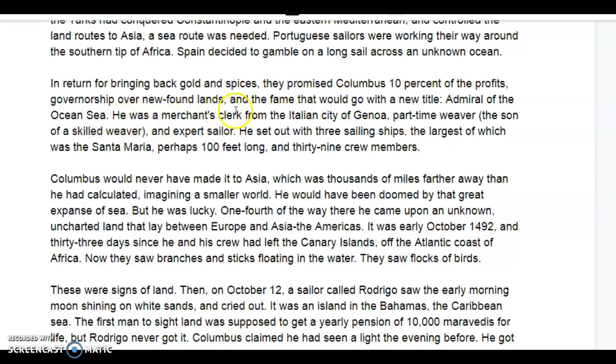He was a merchant's clerk from Italy's city of Genoa, a part-time weaver, a son of a skilled weaver, and an expert sailor. He set out with 3 sailing ships, the largest of which was the Santa Maria, perhaps 100 feet long, and 39 crew members.